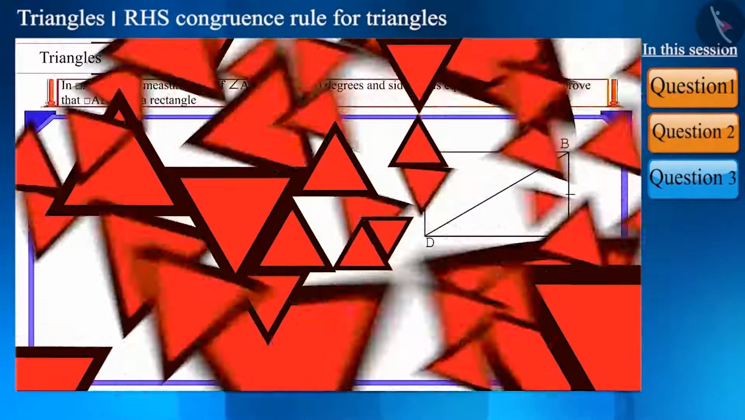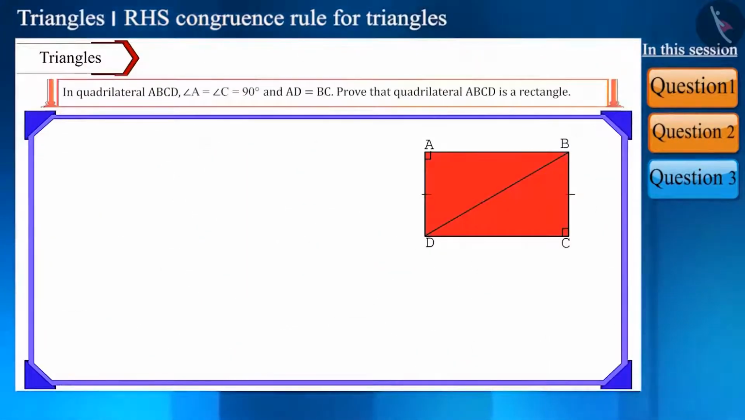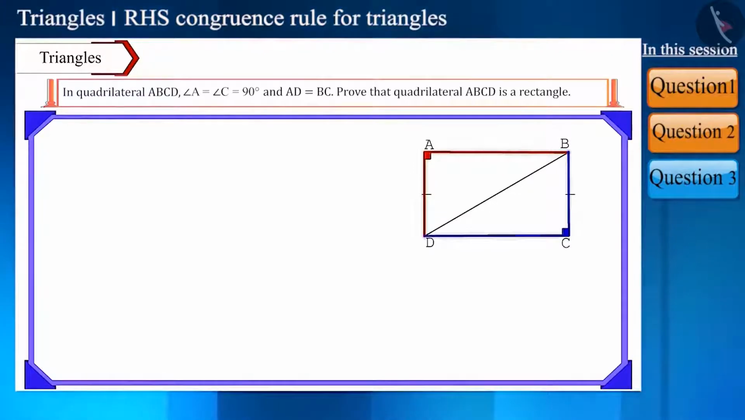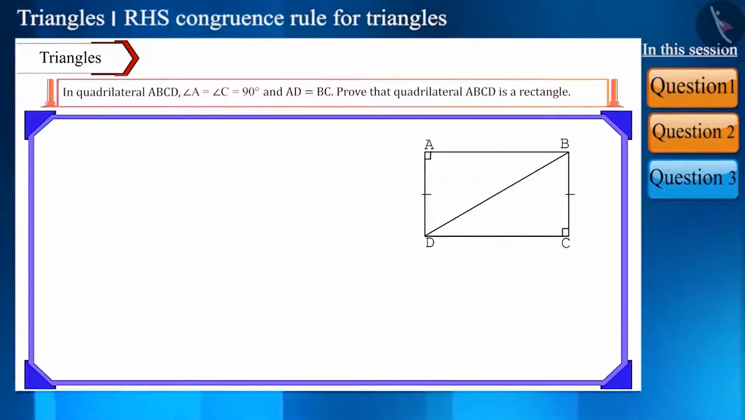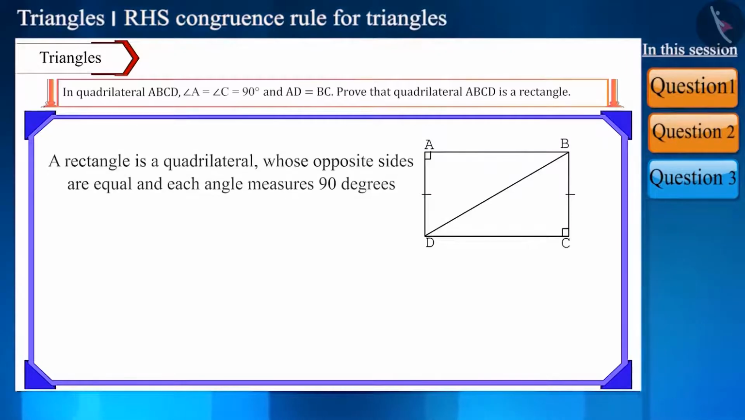Let's see the next question. In quadrilateral ABCD, the measurement of angle A and angle C is 90 degrees and side AD is equal to side BC. Now prove that quadrilateral ABCD is a rectangle. Friends, what is the definition of a rectangle? A rectangle is a quadrilateral whose opposite sides are equal and each angle measures 90 degrees.